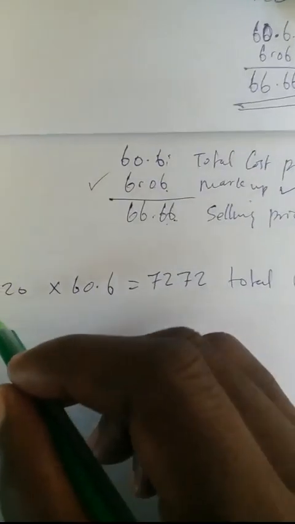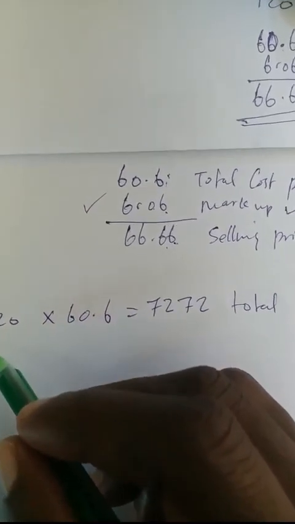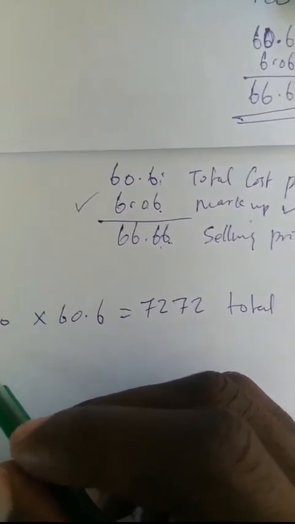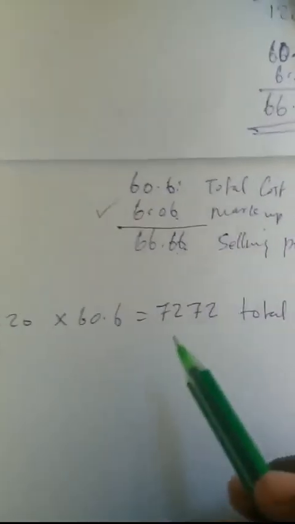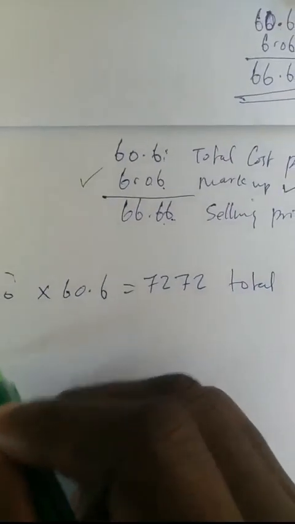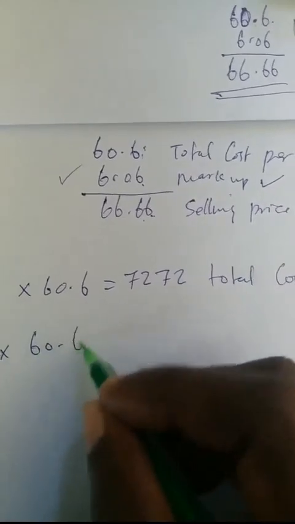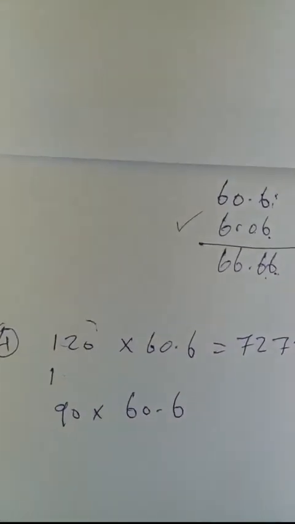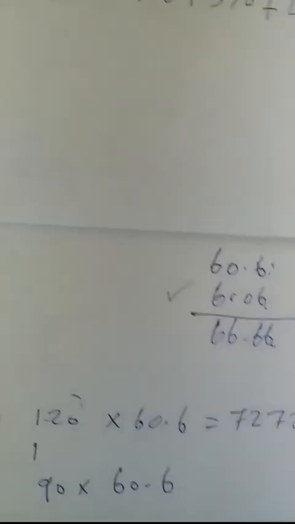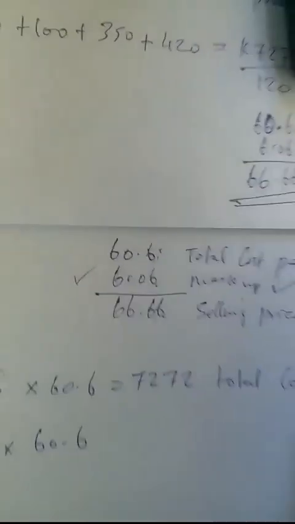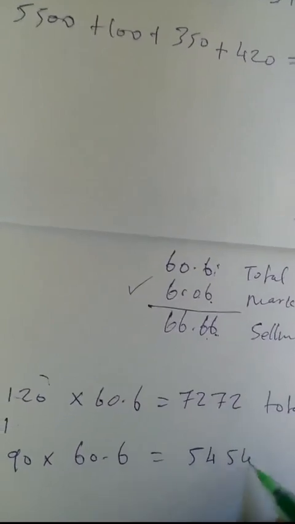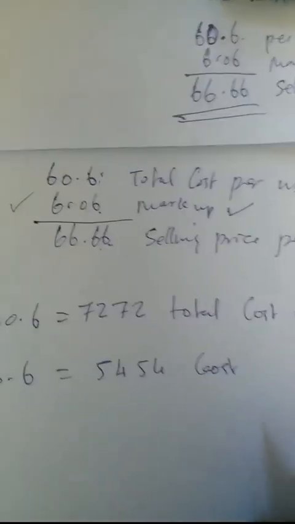Then let's see how much we made if we calculate gross profit or loss. Okay, I found for 120, but I made a mistake because we only sold 90 units. So we need to multiply 90 by 60.6. That gives us 5,454 cost of sales.